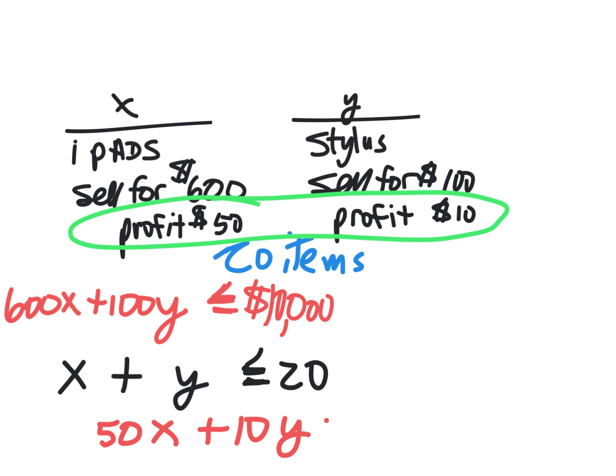50x plus 10y equals, since it's profit, P. Just P. We just have to say it equals something. And it equals P for profit. See, if you don't have that, you don't have an equation. You just have an expression.